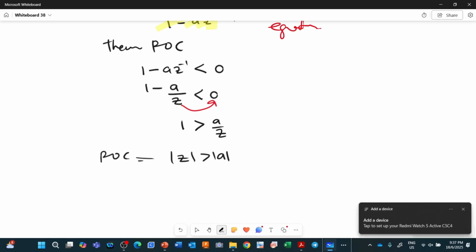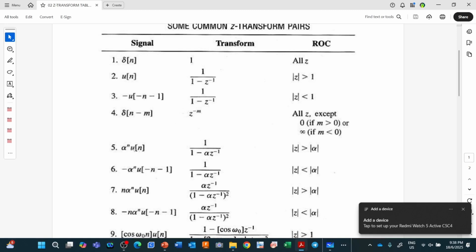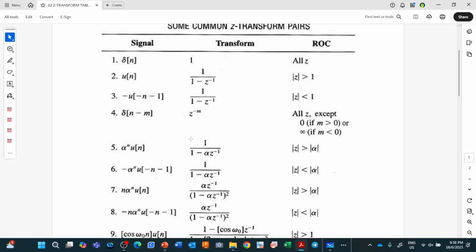ROC. Okay, so what we did just now is we proved that for a to the power of n u[n], the ROC is |z| more than a. Which means in this table, alpha to the power of n u[n], the ROC is |z| more than alpha, and the transform we just got is 1 over 1 minus a z inverse. So you proved both the Z transform here and the ROC.